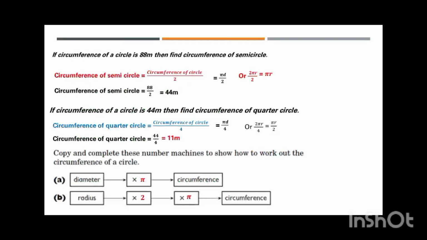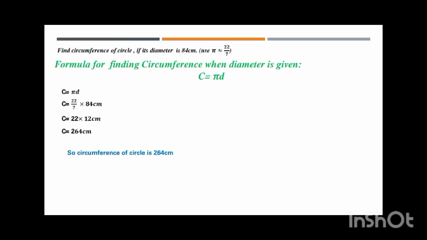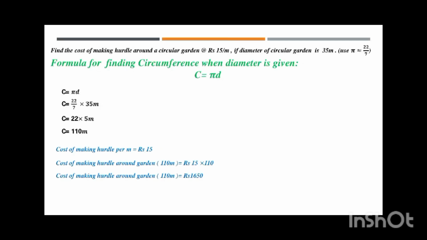Okay. Copy and complete these number machines to show how to work out the circumference of a circle. So diameter multiplied by pi gives us circumference, and radius multiplied by 2 multiplied by pi gives us circumference. Now find circumference of a circle if its diameter is 84 centimeter, use pi as 22 over 7. Formula for finding circumference when diameter is given is circumference equal to pi d. Now circumference is equal to pi d, equal to 22 over 7 times 84 centimeter. 22 multiplied by 12 for simplification, and you're going to get 264 centimeter as circumference of circle.